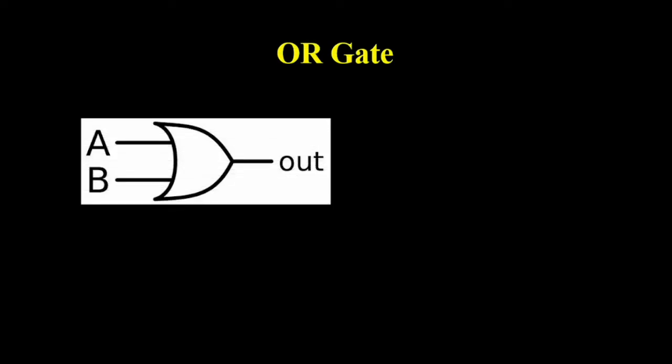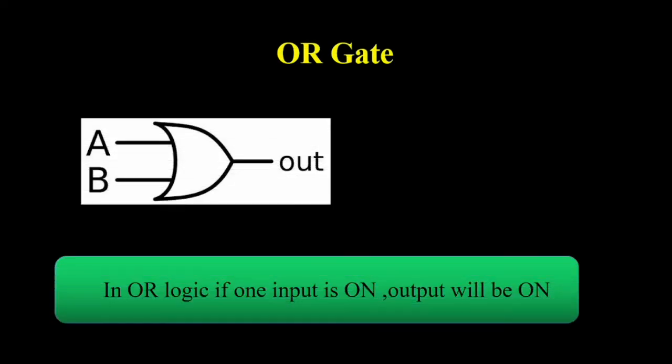And this is the symbol of the OR gate. Guys, in OR logic, if one input is on, the output will be on. This is nothing but, in OR logic, if all the inputs are 0, the output will be 0. Okay, now let me see its truth table for an easy understanding.